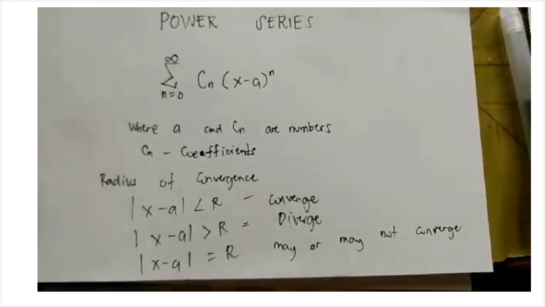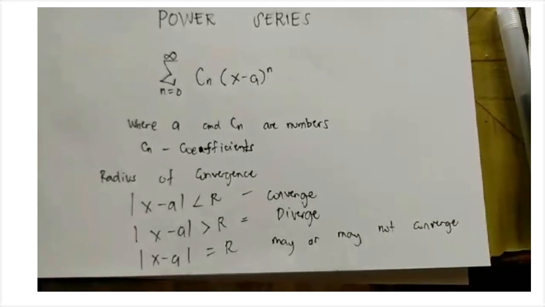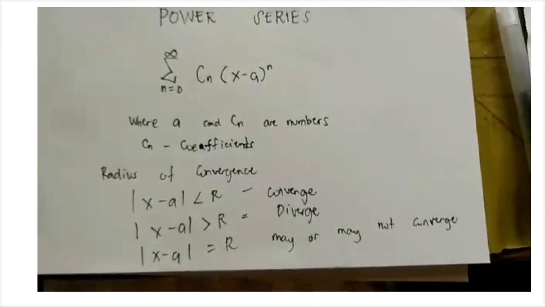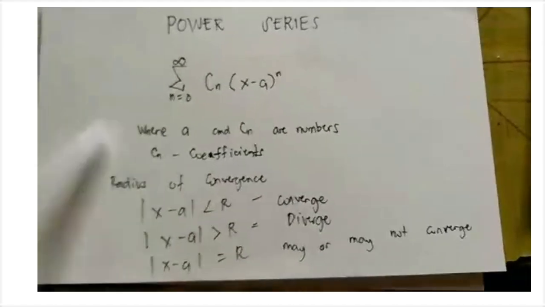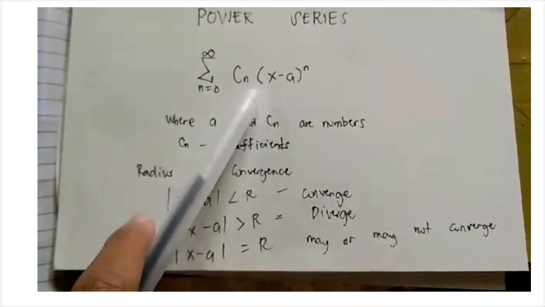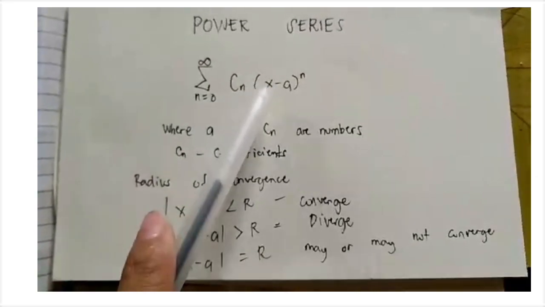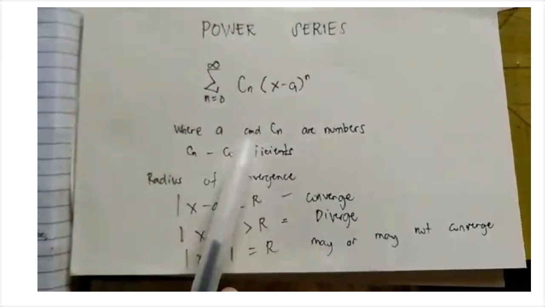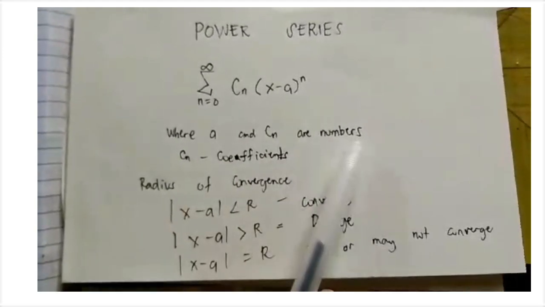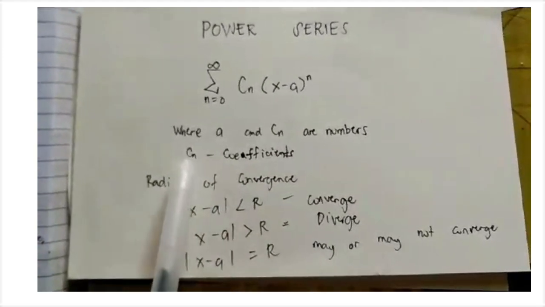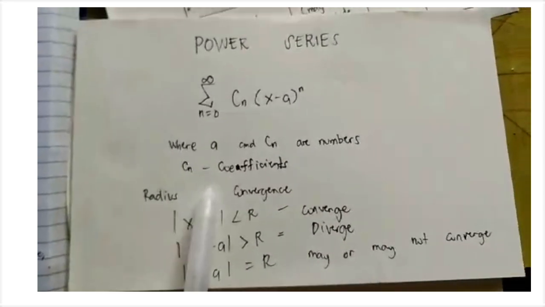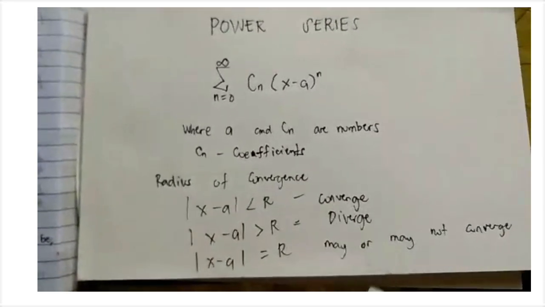A power series about a, or just a power series, is any series that can be written in the form summation of c sub n times the quantity x minus a raised to n, where a and c sub n are numbers. The c sub n are often called the coefficients of the series.